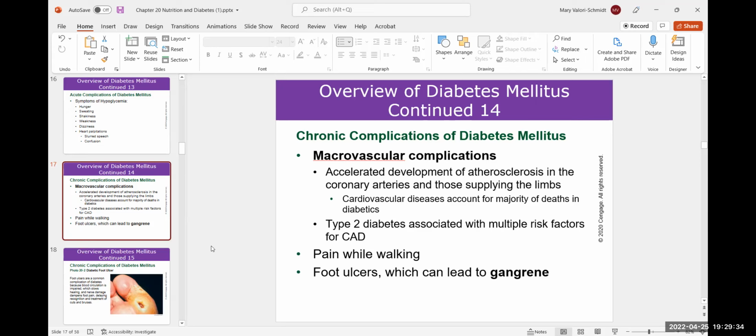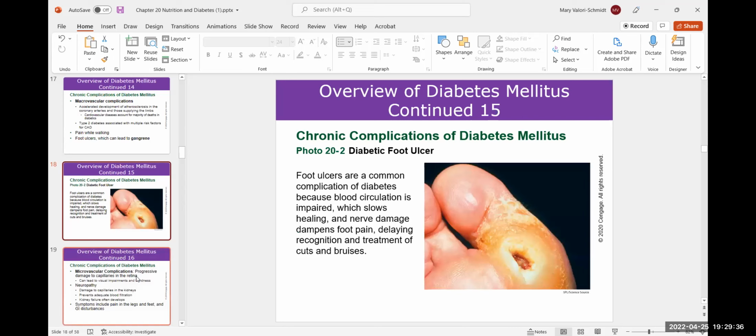And so one of the first places is the feet. This is a diabetic foot ulcer. They're a very common complication of uncontrolled diabetes. Circulation is impaired, and people will actually have burning pain initially, and then they will lose all feeling in their feet.